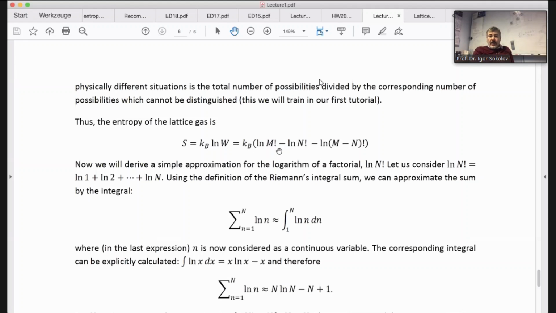So let me consider the logarithm of a factorial. The log of n factorial is log 1 plus log 2 plus up to log n. Is this clear? It's the application of the formula for the logarithm of a product to this multiple product which builds a factorial. And what I do now, I approximate this sum by an integral. I say that this is approximately the integral from 1 to n of ln x dx. So what I do is the approximation which is inverse to a typical approximation of the integral by its Riemann sum.